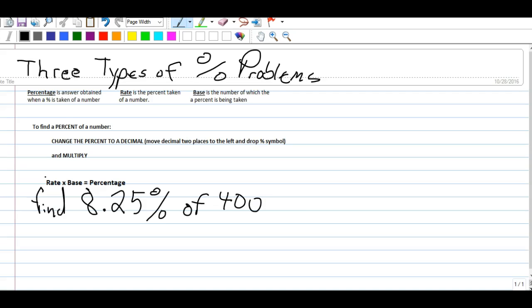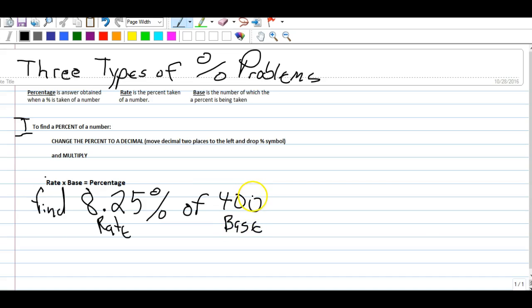So the first type of problem that we're going to take a look at is simply finding a percent of a number. So this is problem type 1. And to find a percent of a number, you change the percent. In this case, the percent is 8.25%, and this is referred to here as the rate. The number here is 400. This is considered to be the base.